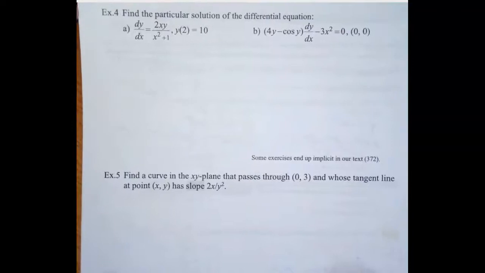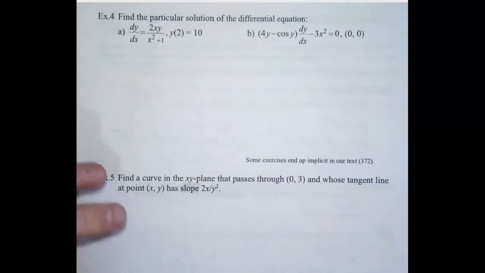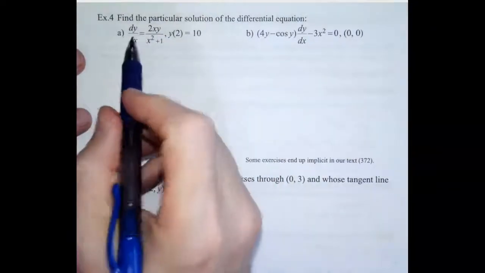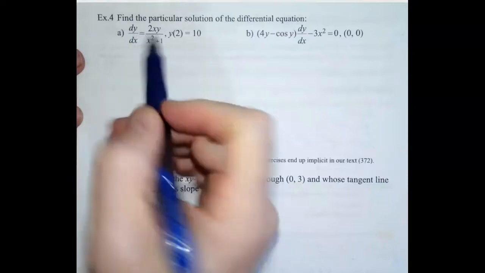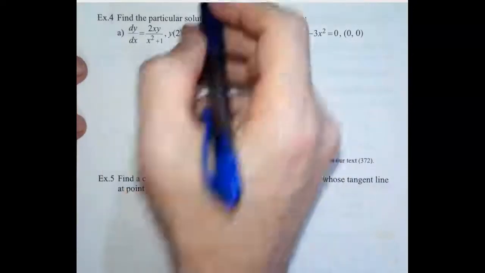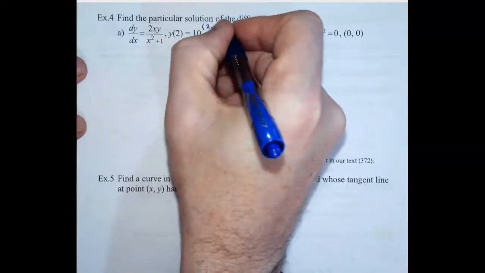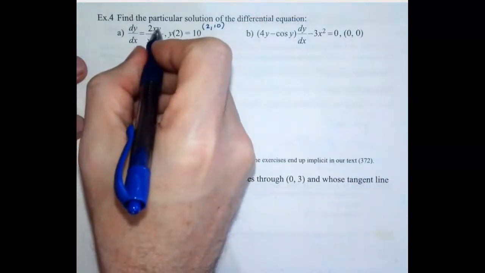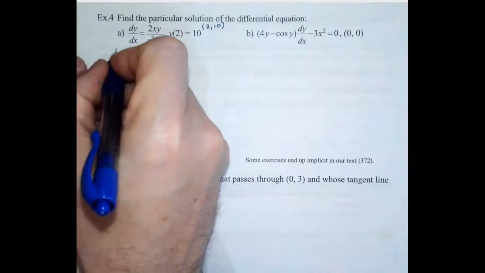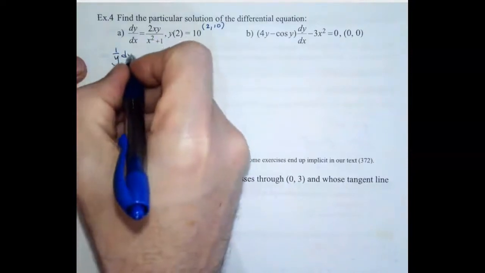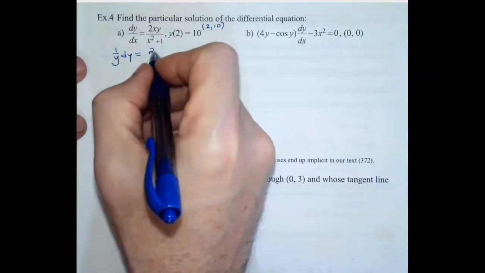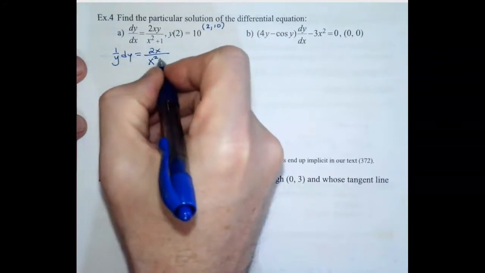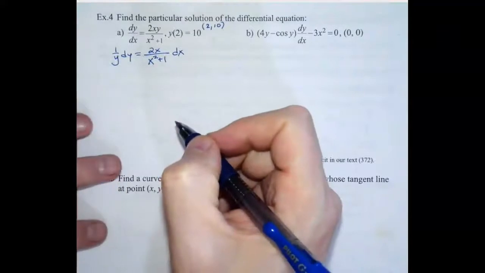So let's try a few more. Four more, and then an AP question after that. Okay. So, here, hopefully you guys can do some of these yourself here. This is the point 2, 10. So, we just got this y here. So basically we want to divide both sides by y. So that's going to be 1 over y dy, and this is going to be 2x over x squared plus 1 dx. Okay.